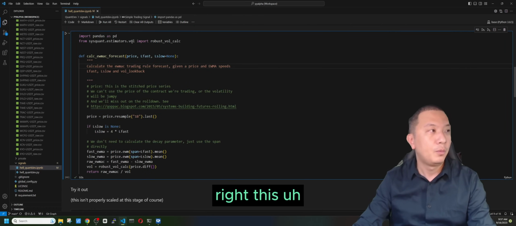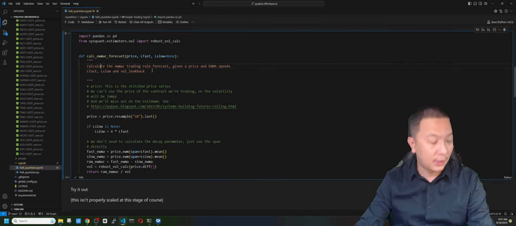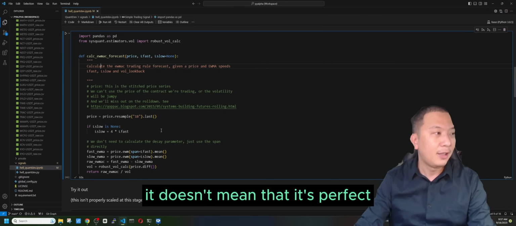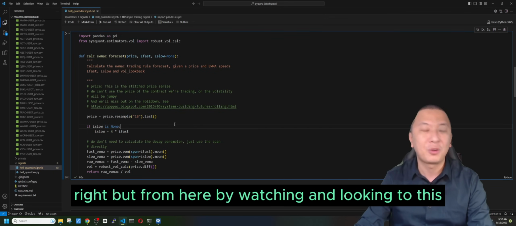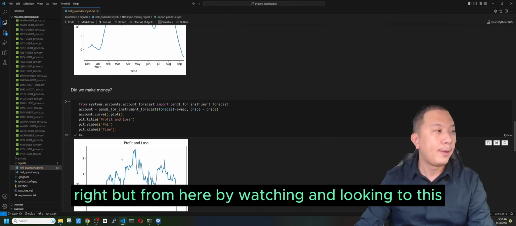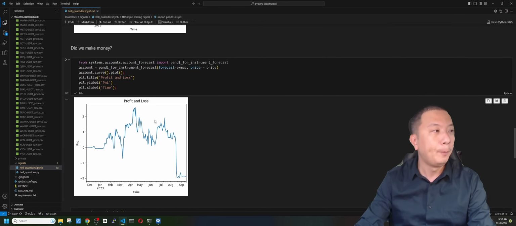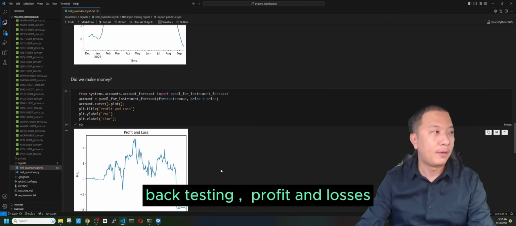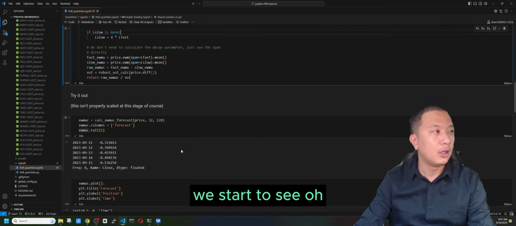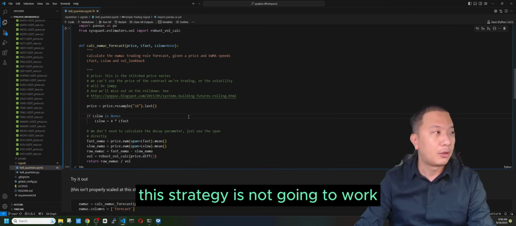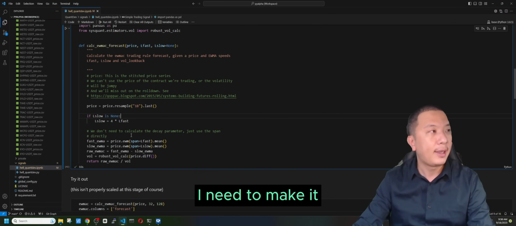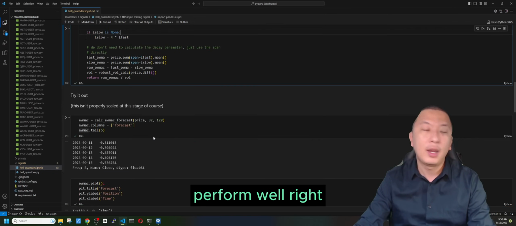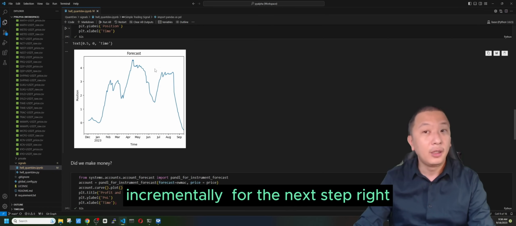This is the very first version of the quant signals here. It doesn't mean that it's perfect. It doesn't mean that it doesn't need more work, right? But from here, by watching your backtesting and profit and loss, we start to see, oh, this strategy is not going to work. I need to adjust that. I need to add some more things. I need to make it perform well, right? And those are things you can work on incrementally for the next step, right?